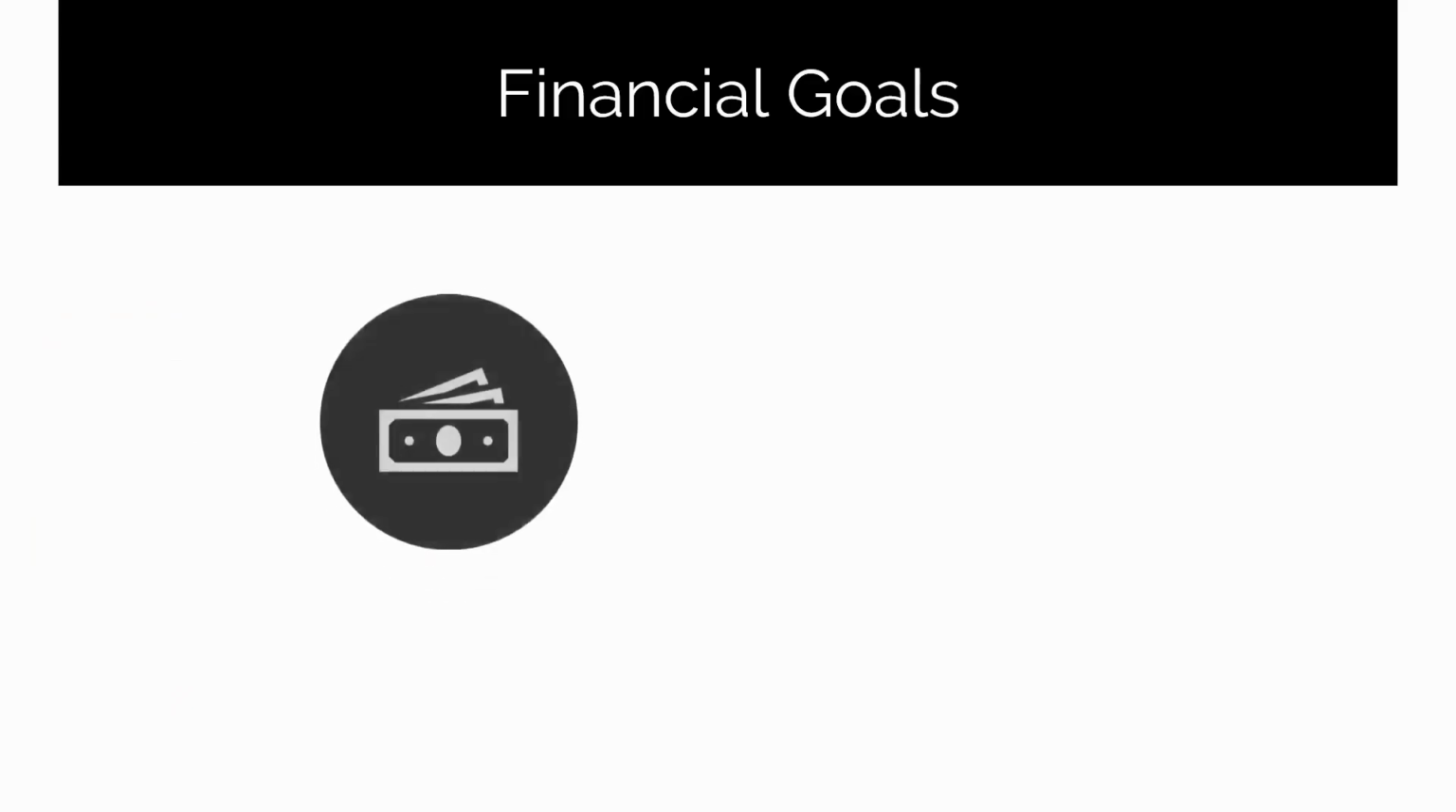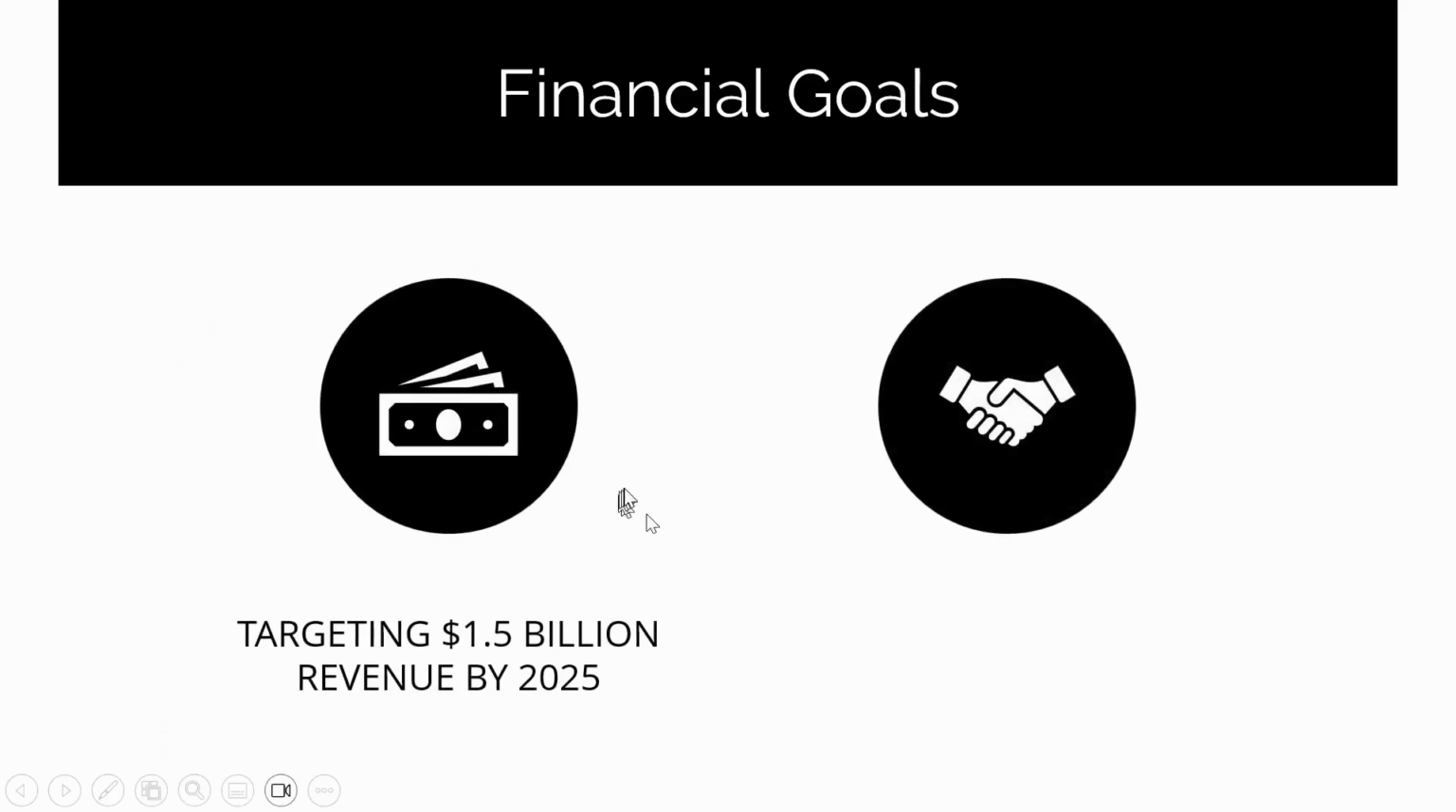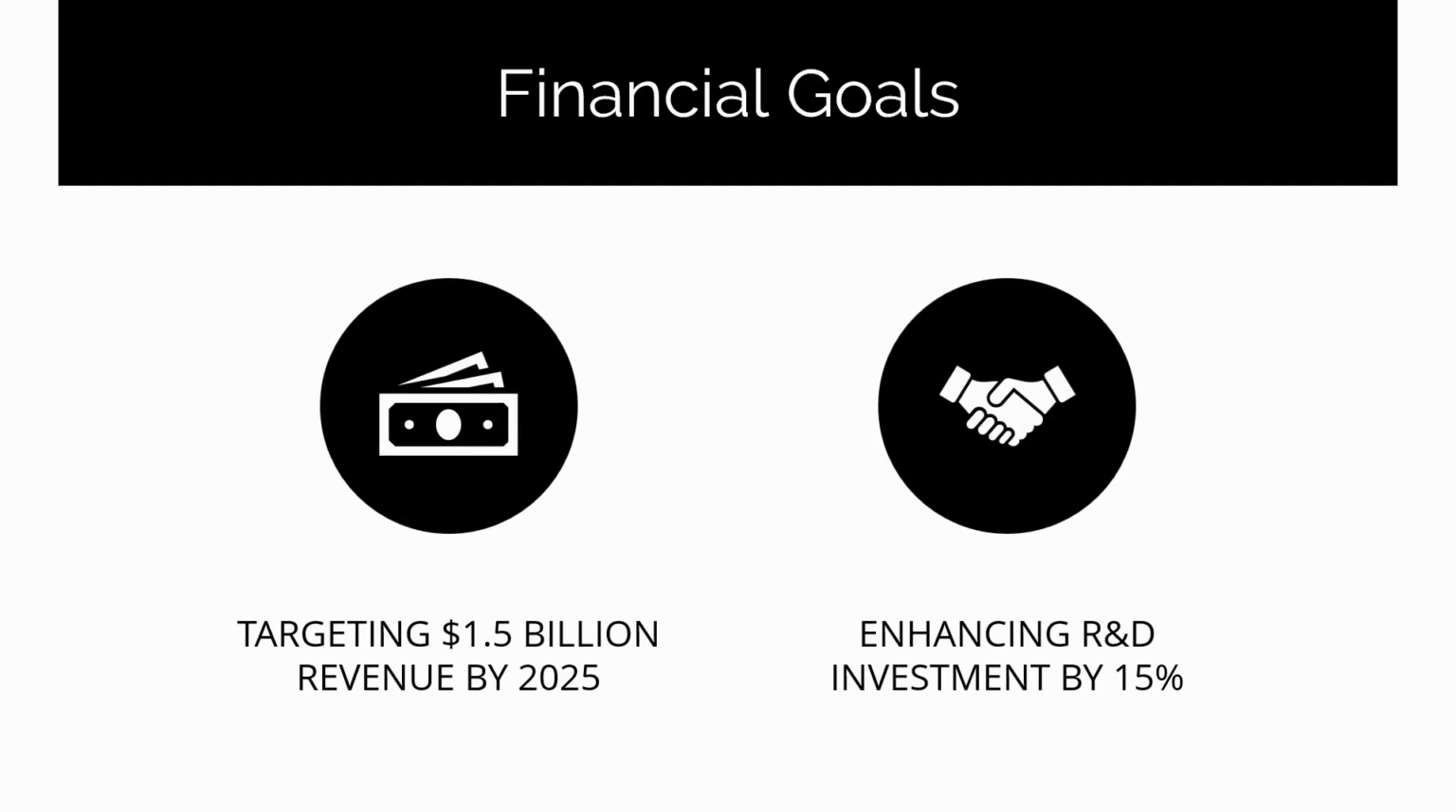Probably has to do with how I selected the items. Maybe if I had selected this, and this, maybe it would have gone that way. But yeah, that's the financial goals slide.